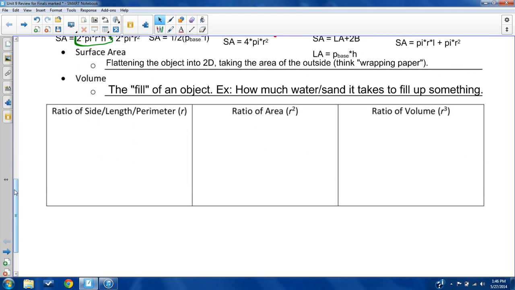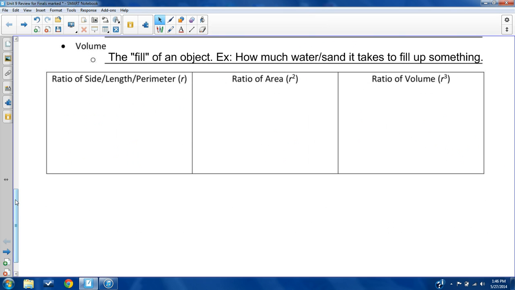Okay, and the final thing I want to talk about, ratio of side length, perimeter, etc. Here's what I'm going to do for you. I'm going to draw an object, like a cube. And we're going to grow it by some amount, and then we're going to compare these two things.